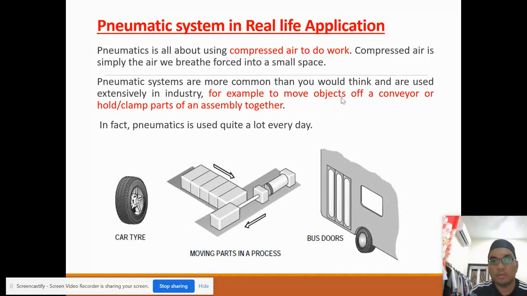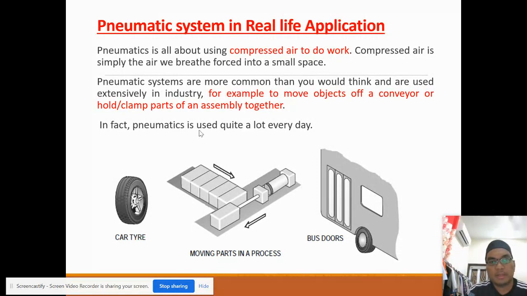For example, you want to move an object using a conveyor, or you want to hold or clamp parts to assemble them together. This is the kind of system using pneumatics in a factory. You have some boxes on the conveyor, and this is the actuator. When the box comes to the next conveyor, it pushes the box onto the next conveyor. So this is one example in a factory system.